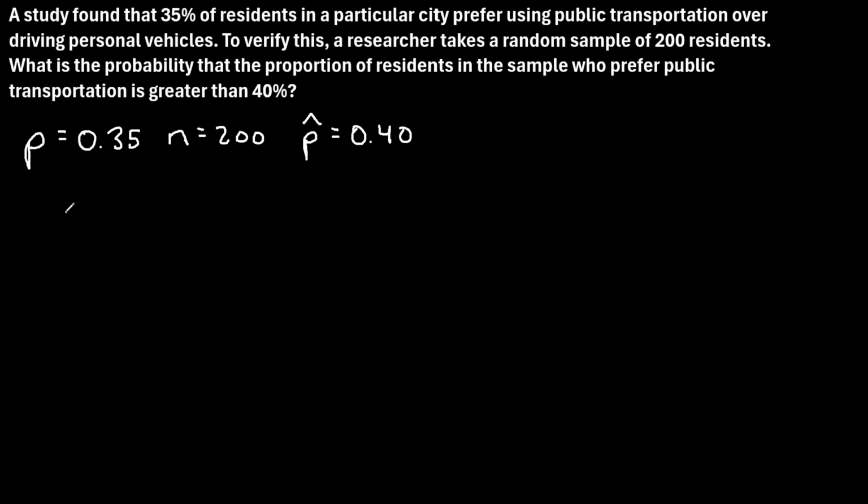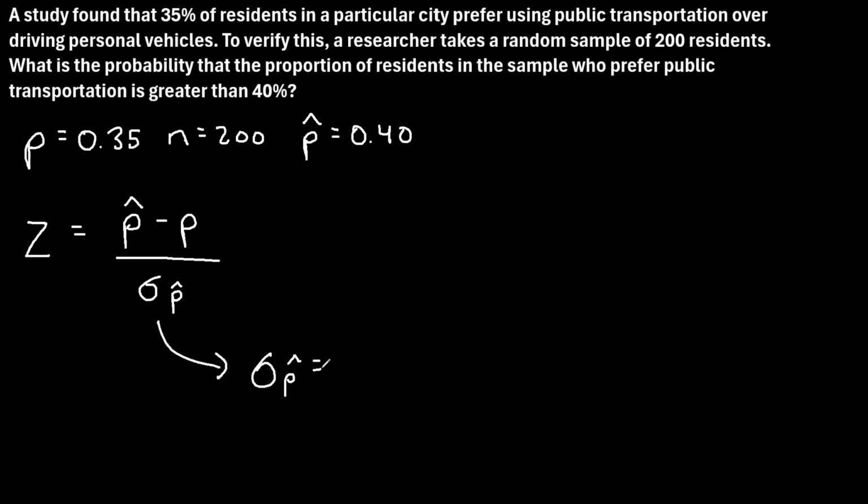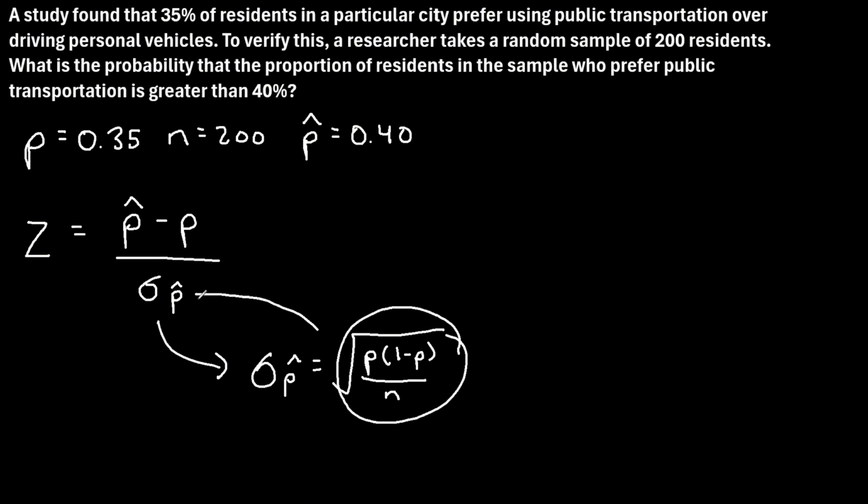When we're talking about a sample proportion, the formula we can use to calculate a z-score is the sample proportion minus the population proportion, divided by the standard deviation of the sample proportion. The standard deviation of the sample proportion is calculated by taking the square root of p times 1 minus p over n. So let's write this right here in the denominator.